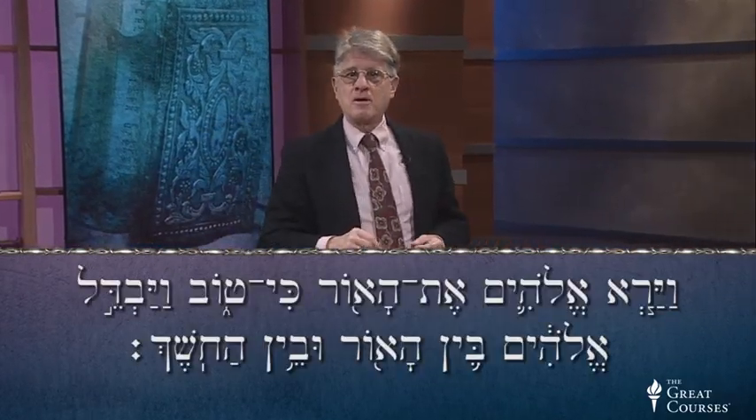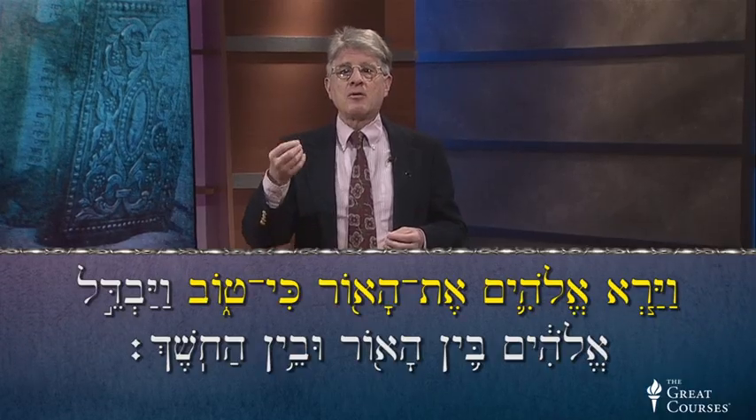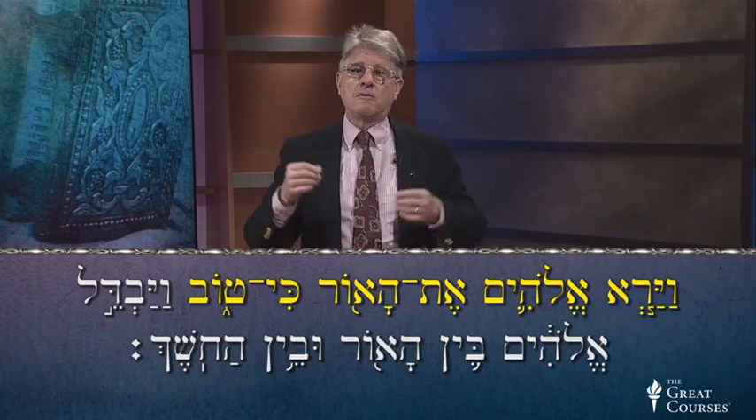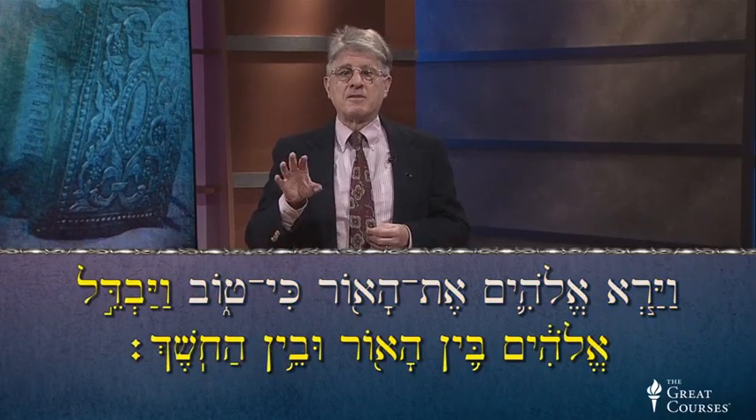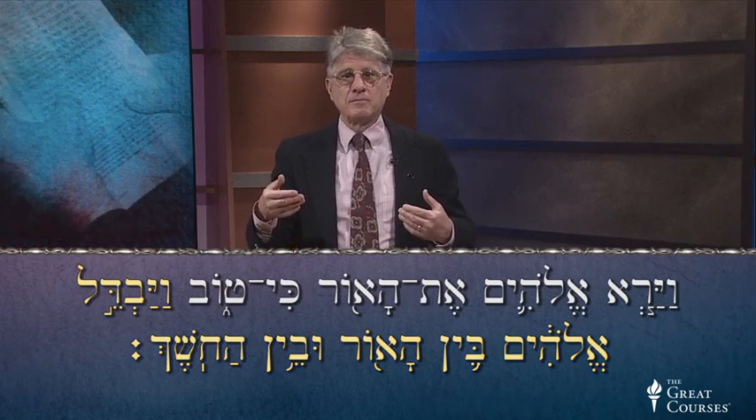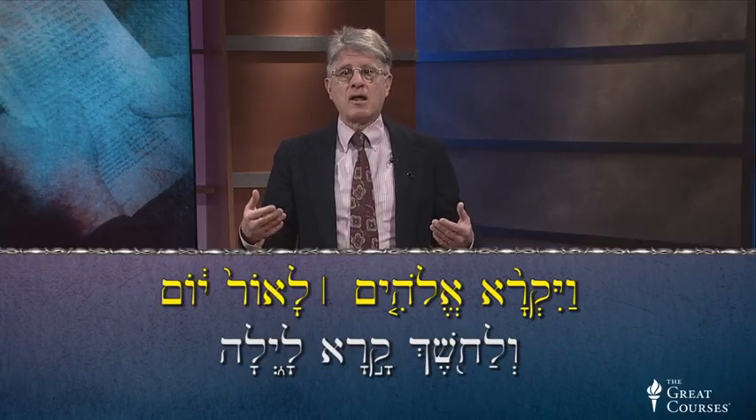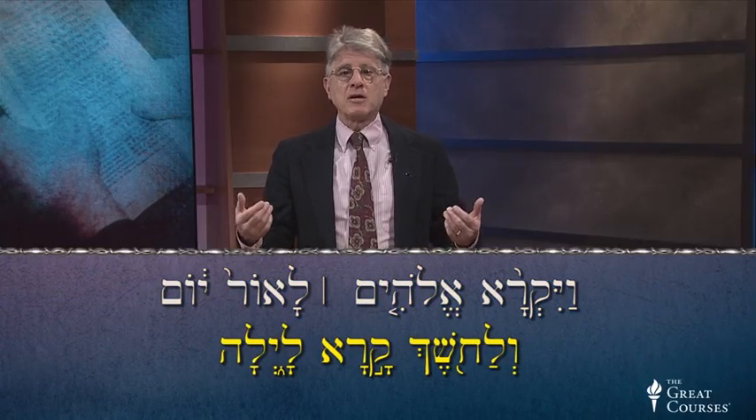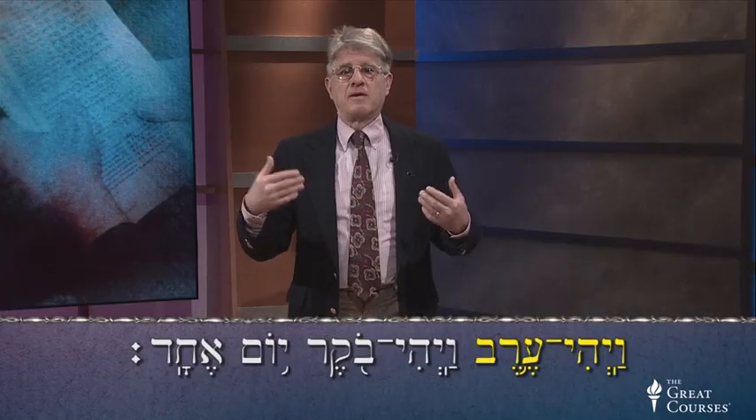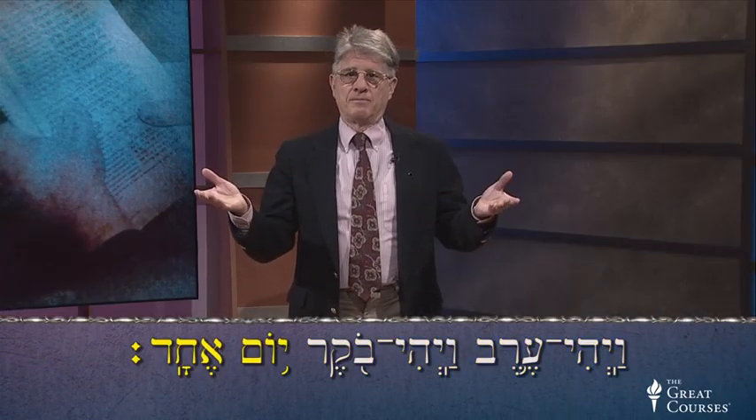Now verse 4, again with some words you should recognize. Vayar Elohim et haor kitov. Vayavdel Elohim ben haor uvein hachoshech. And we've talked about verse 5. Vayikra Elohim laor yom velachoshech kara laila. Vayhi erev, vayhi voker, yom echad.